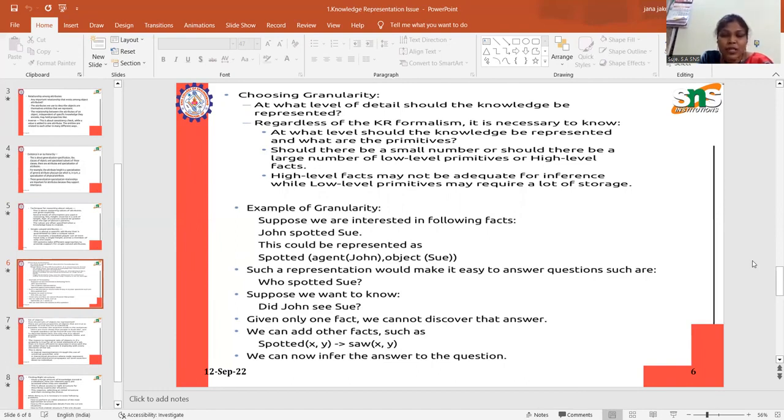Example of granularity. Suppose we are interested in the following facts. John spotted Sue. This could be represented as spotted agent John object Sue. Such a representation would make it easy to answer questions such as who spotted Sue? Suppose we want to know, did John see Sue? Given only one fact, we can't discover that answer. We can add other facts such as spotted X Y implies saw X Y. We can now infer the answer to that question.